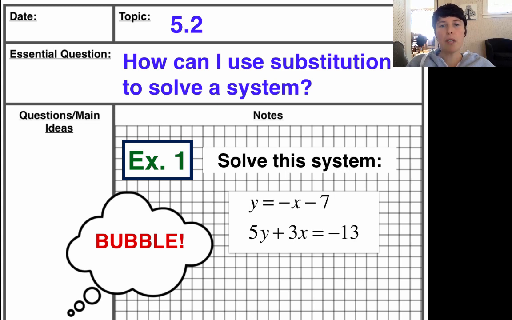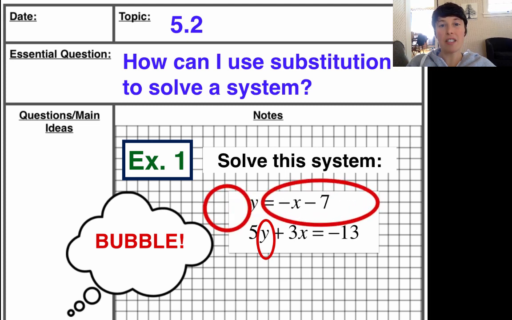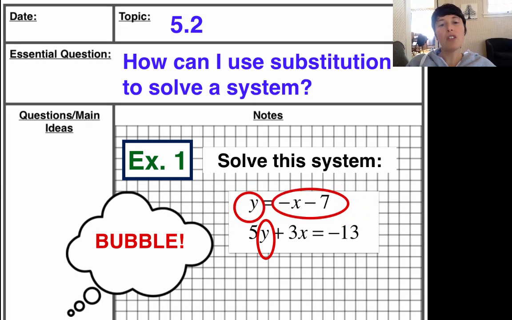I'm always looking for which variable is all alone, all by itself and isolated. And in this problem, it's the variable y, because we have y equals negative x minus 7. That y is all alone. And what I like to do is in the second equation, find the matching y. What I know is y and negative x minus 7 are equal to each other. They're the same thing. So what I can do in the second equation is I can take that y, because they're equal to each other, and I can replace it. And that's my plan. I'm going to replace it.